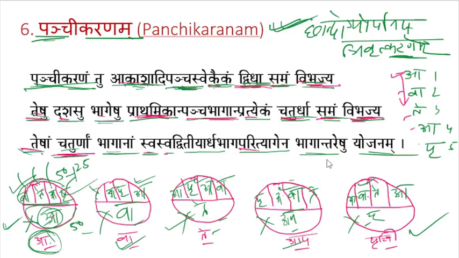Then the upper part you need to do bhagantareshu. Which bhaga remains, that you need to yojanam, attach with the other bhutas. So I am doing first with Akasha, means apart from Akasha the remaining 4 I need to attach to the upper part. I am doing with Vayu, means remaining 4. Tejas means remaining 4. Apa means remaining 4 and Prithvi means remaining 4. So this is the procedure called panchikaranam.